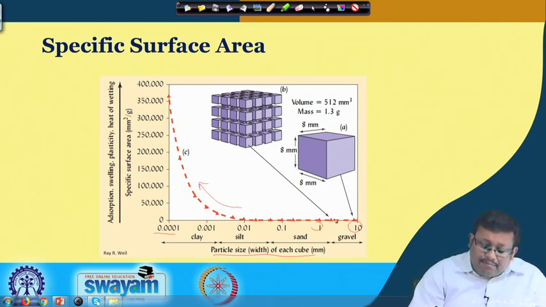For example, if we consider a gravelly particle with a particle size of 8 millimeter, then we will have a total volume of 512 cubic millimeter.